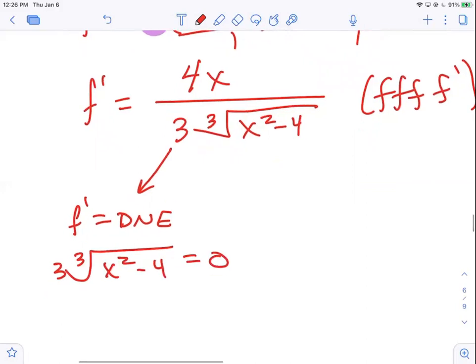And of course, now how would you solve that? You would peel back the layers. You would divide by 3. 0 divided by 3 is 0. You'd cube both sides. 0 cubed is 0. You'd factor it or separate. You could just go straight to x equals plus or minus 2. Those are the ones we knew in the beginning because we were on cusp alert.